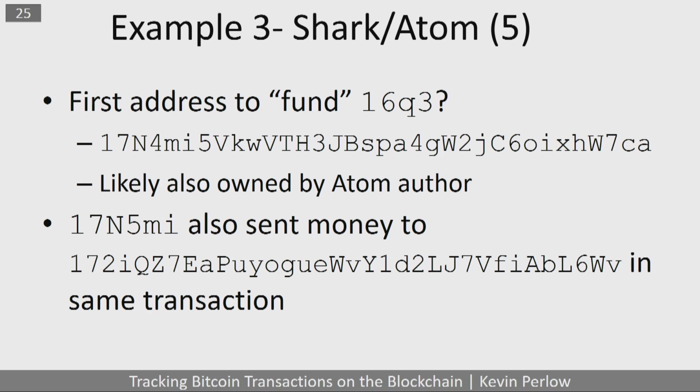So what's the first to fund 16Q3? Well, this address starting with 17N4MI. That's therefore likely also owned by the Atom author. And when we talk about mapping these out, we're curious, well, where else did that one send money? So in the same transaction that it funded this, it also sent money to another Bitcoin address. And when we talk about change from earlier on, that's what we meant. And this is an example where it becomes particularly relevant.